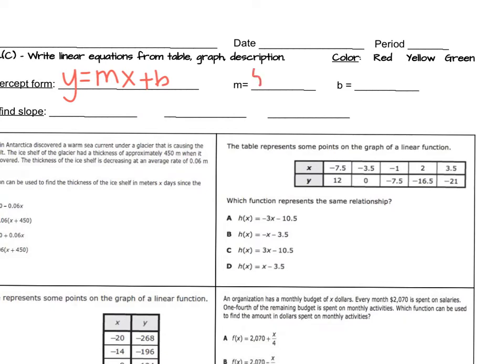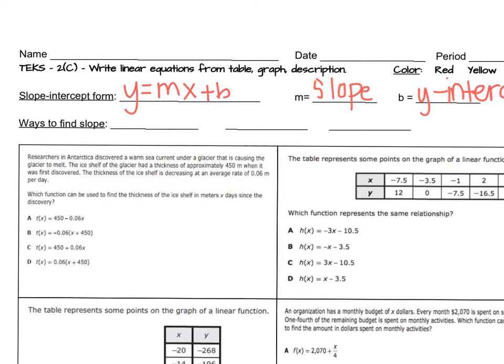Now, what is not on your star chart is what the m represents and the b. The m represents slope, and the b represents the y-intercept. That is where the graph is crossing on the y-axis.